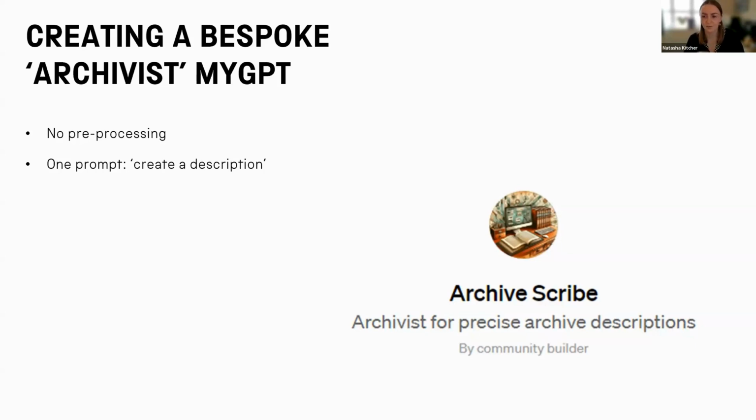I just set it up with one really long, very specific prompt where I told it, like, never quote from the notes, always return a 250-word description, and always start the description with a blurb like this file is, this document is, this image is. So it always reads like an archival description.